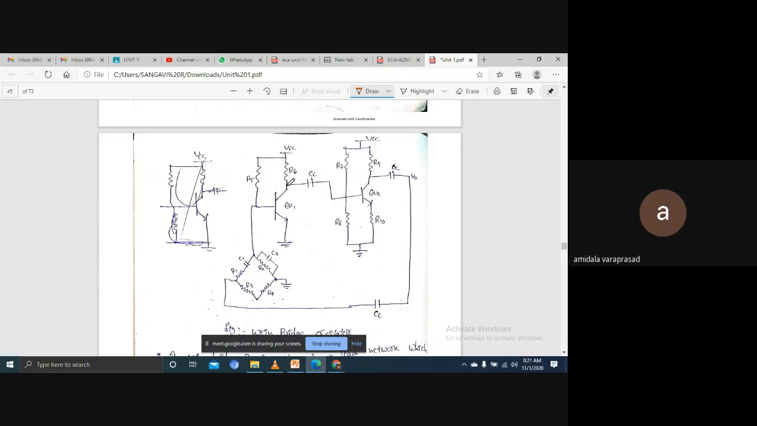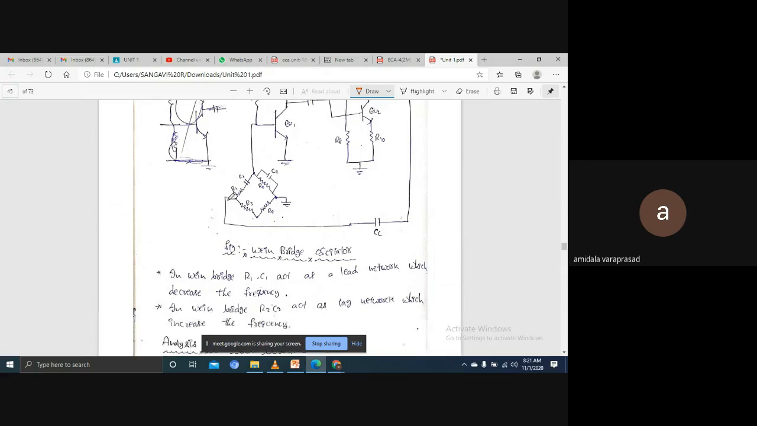Now this output is given as input to here, and here we are going to use a self bias circuit, and this output is given as an input to here. Here they are going to use the Wien bridge, so I need to take a bridge circuit. In the bridge circuit, definitely RC components should be there: R1 and C1 in series, R2 and C2 in parallel, and R3 and R4. This is the Wien bridge circuit.